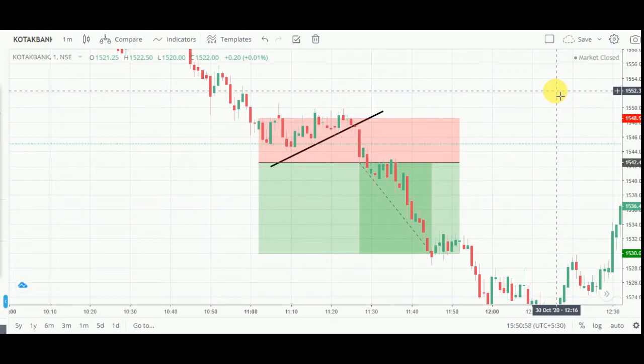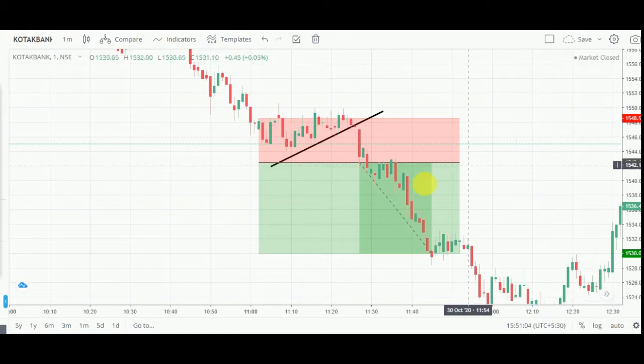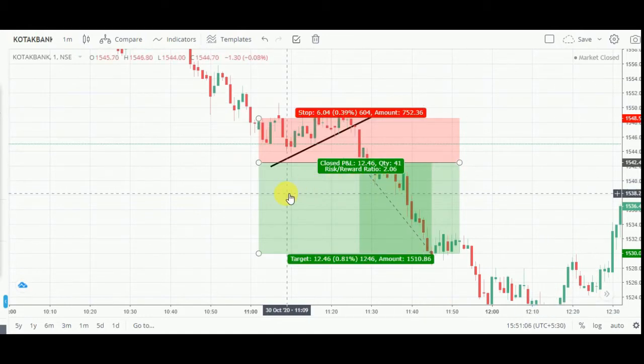I took a short position and set a stop loss of 6 points and a target of around 12 points, as you can see in the chart. Within 20 minutes, my target was done.